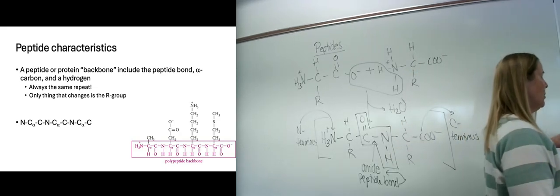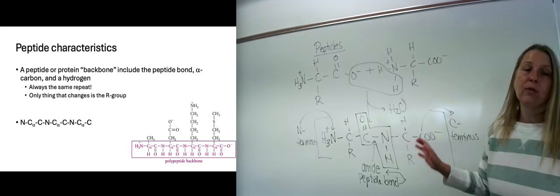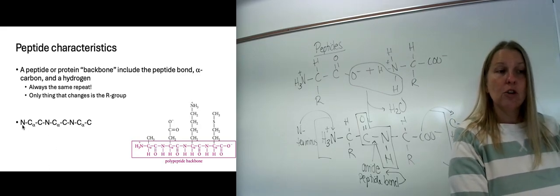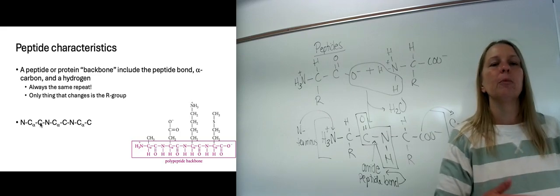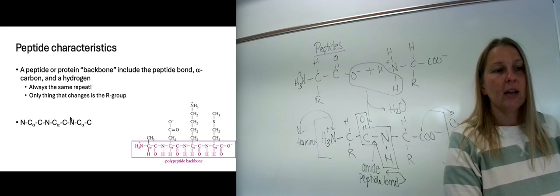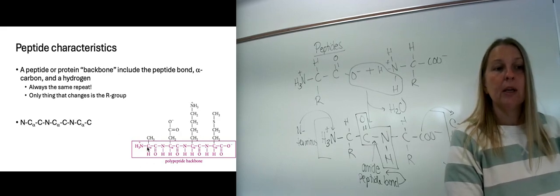N, C alpha, carbonyl. So if we take a look, that backbone, that repeating pattern is always the same. As you can see here in the slides, you have N, C alpha, carbon. And I just put carbon there instead of the carbonyl group, but it's not the C alpha, it's the C double bond O. And then N, C alpha, C. N, C alpha, carbonyl. So you can see the picture from your book here.